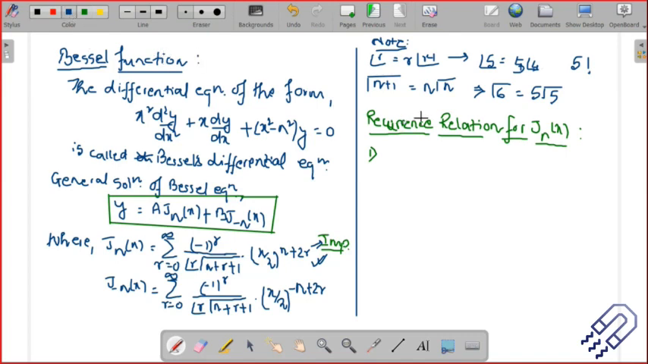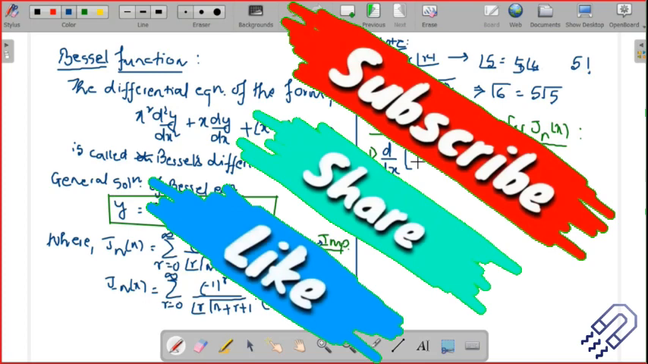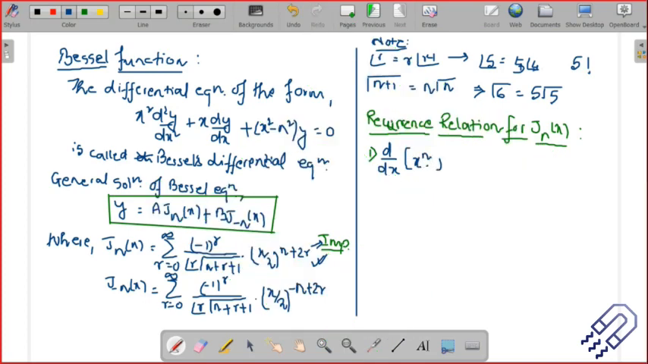So it's just normal maths, some tips and tricks. You have to do certain adjustments, and then based on that, you can actually get the recurrence relation. So the first recurrence relation that I'd like to discuss is this: d/dx of x to the power n J n of x. This is something which is derived from the Bessel function, so that's why it is under Bessel function. d/dx of x to the power n J n of x is equal to x to the power n J n minus 1. Now these are important.